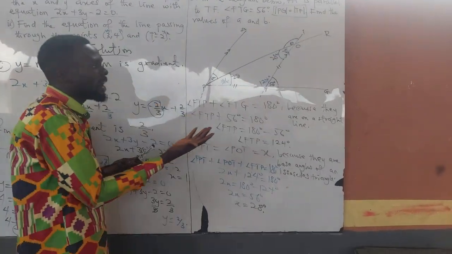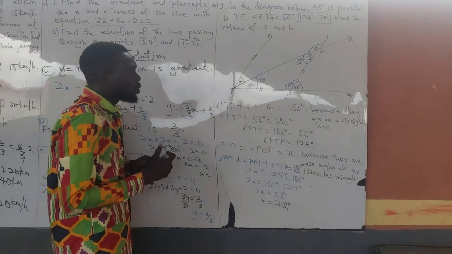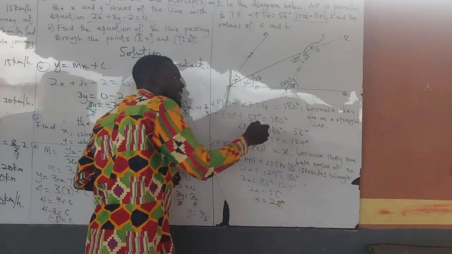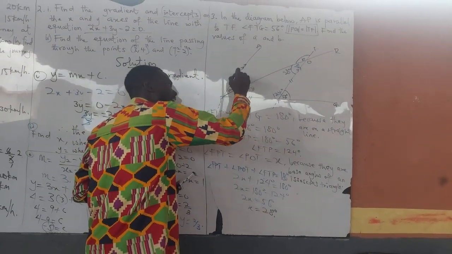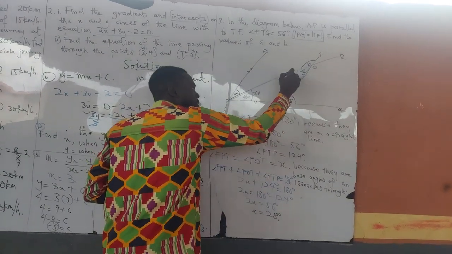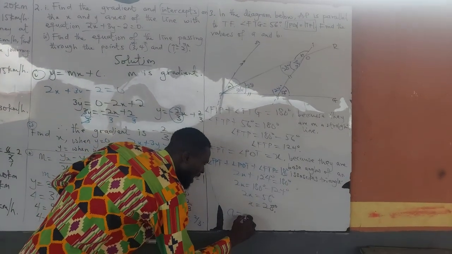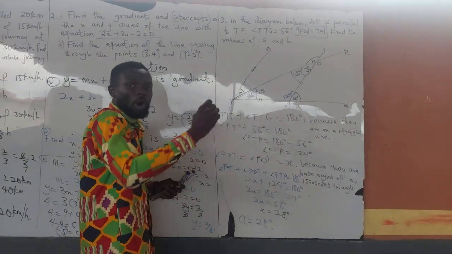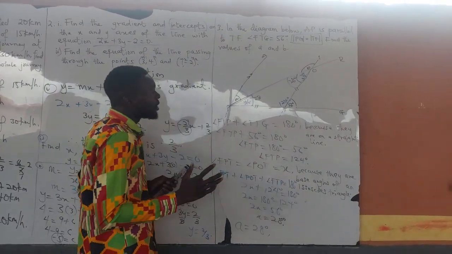Now you can solve for A first before even attempting to solve for B. What is A? Because this and this are parallel, the angle here is alternate with this angle. So we can easily write A is equal to 28 degrees, because alternate angles are equal. So you solve for the A.